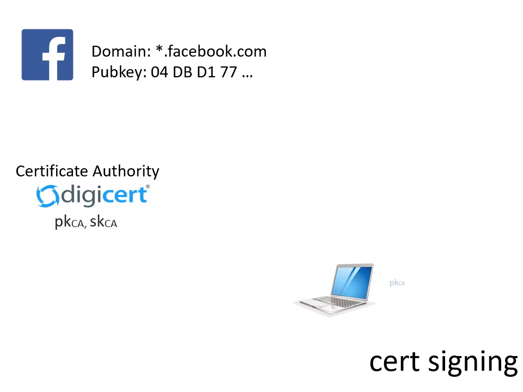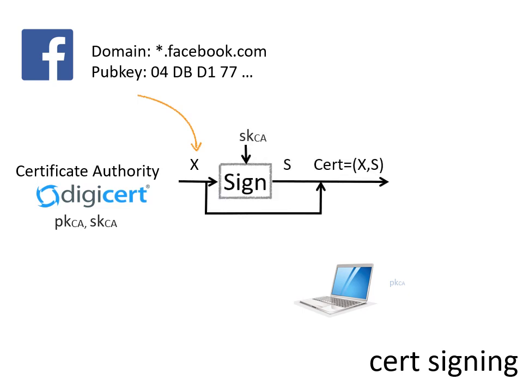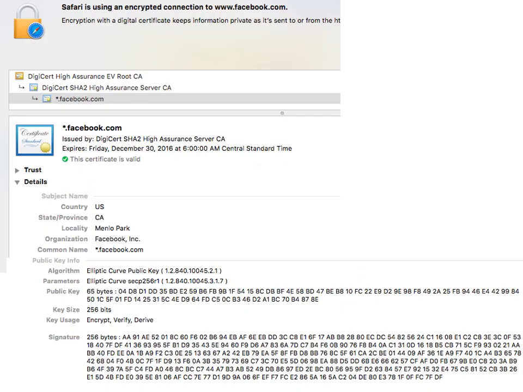So what happens when Facebook wants to do something? Facebook will ask for a certificate that says this is a certificate that covers any host name ending with facebook.com. Here's the public key. They will go to a certificate authority like Digicert and send this information as a message X. Digicert will then sign this message using their secret key, producing a certificate that they will send back. And the certificate itself looks something like this.